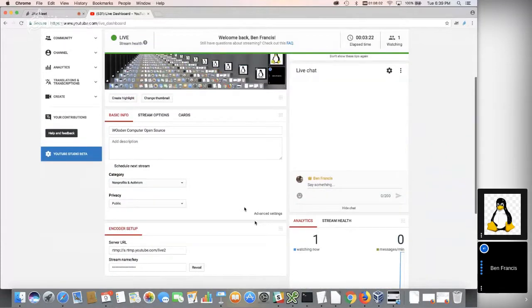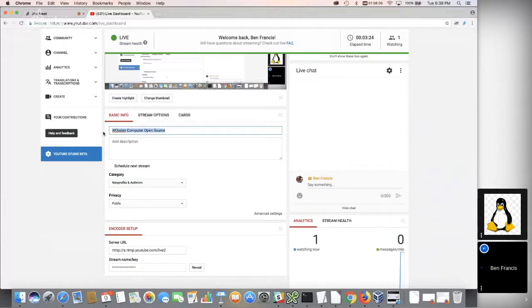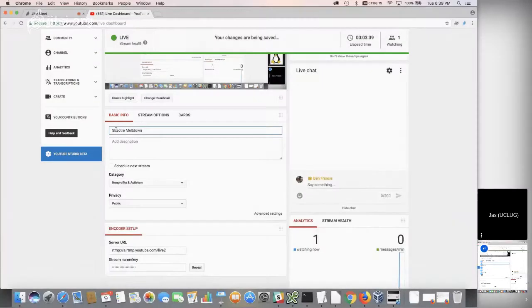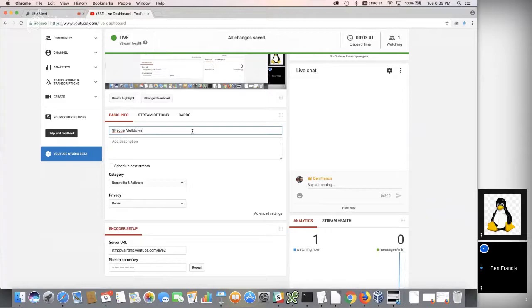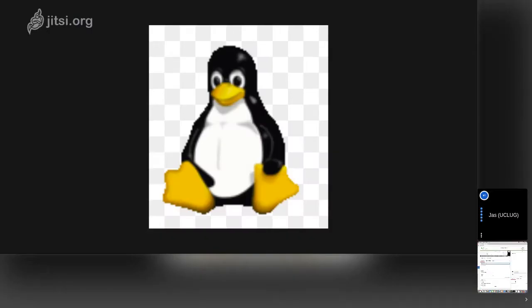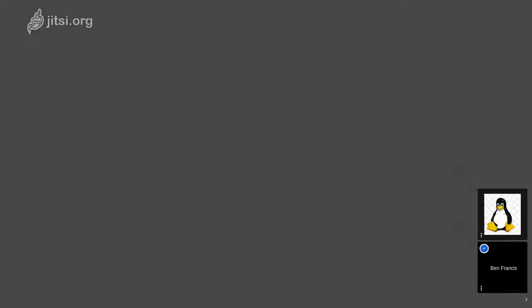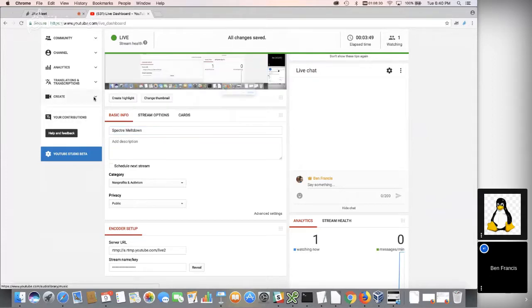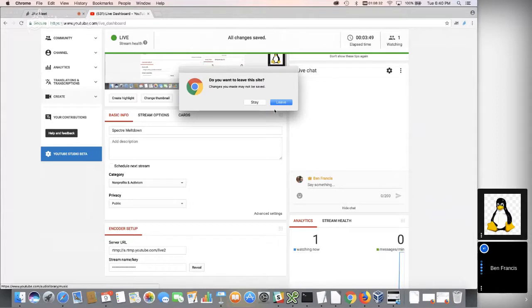And I also need to change the title from Wooden Computer Open Source to Spectre Meltdown. Capital P in Spectre. Yeah. All right. Thank you. No, don't make it a capital P. All right. There we go. Great. All right. Do you want to leave the site? No, stay.